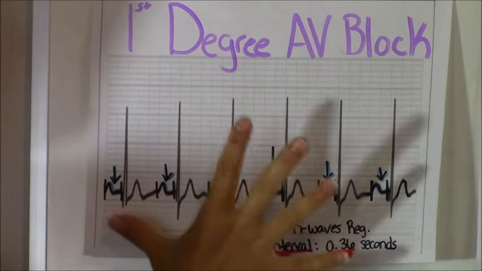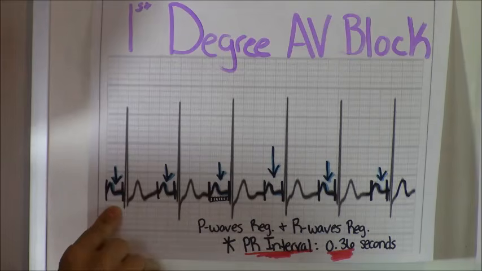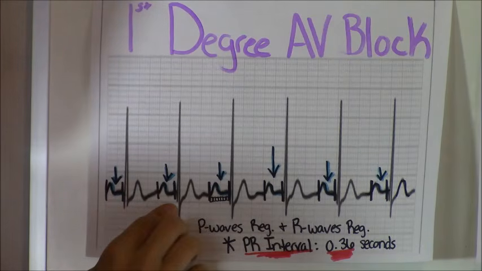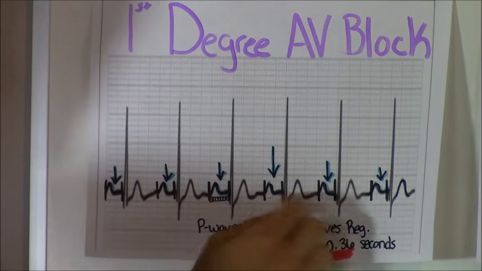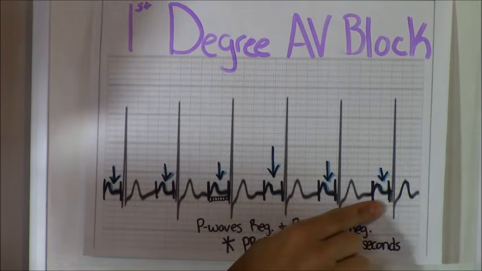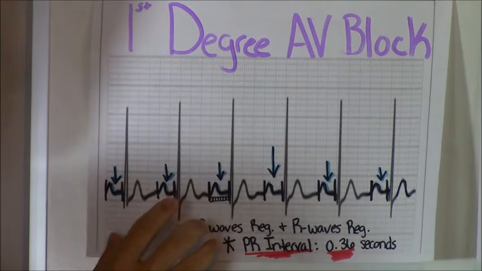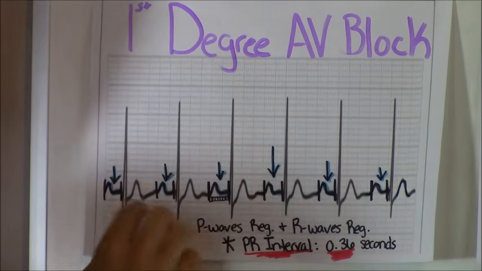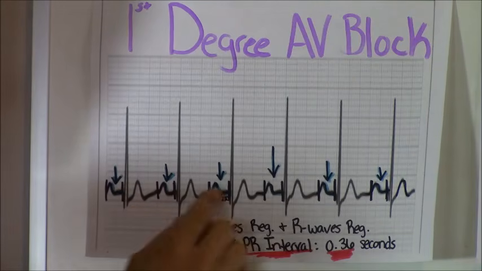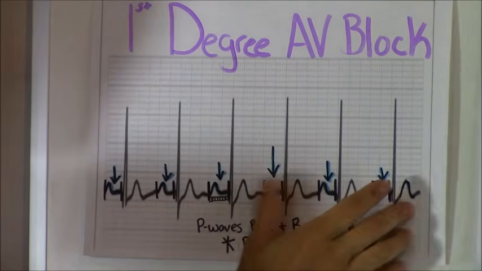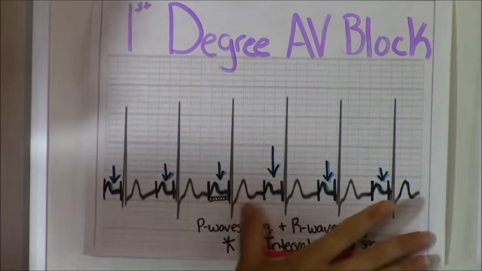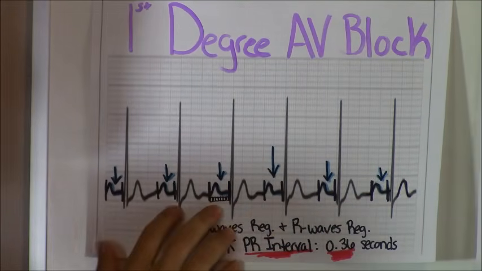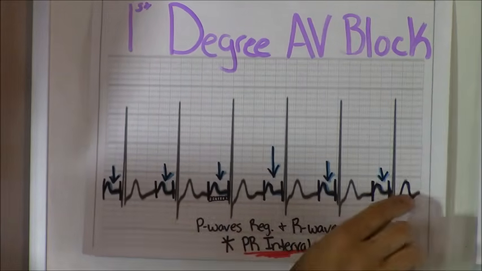So let's go over our 5 steps. First step is, are P waves present? And yes, we have P waves. That's what's in blue and those arrows are pointing at. And how many P waves are there? Remember, whenever you count your P waves, you're counting your atrial rate. So we have 1, 2, 3, 4, 5, 6. There's 6 within 6 seconds. This is a 6-second strip, and 6 times 10 is 60, so we have an atrial rate of 60.